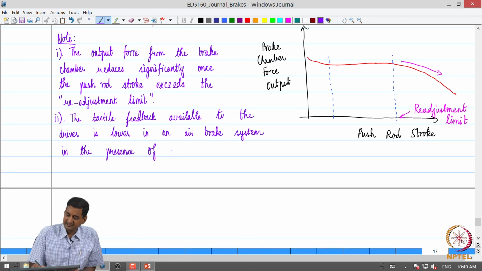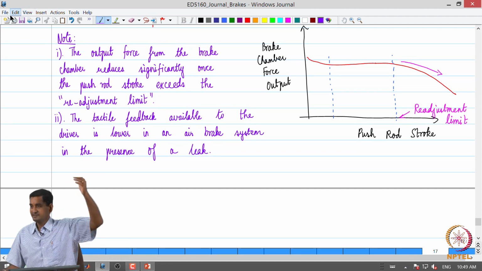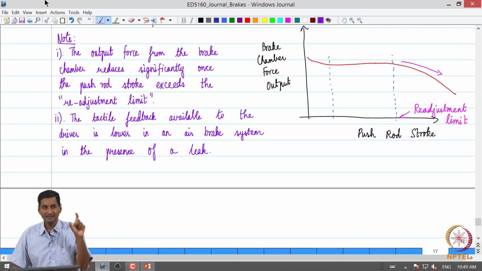So, obviously we can observe that a leak in an air brake system not only reduces the force output from the brake chamber. Why? If there is a leak, the pressure will drop, right? Particularly under emergency braking conditions, the maximum pressure available in the brake chamber will drop. If the maximum pressure drops, then the maximum force output will also be lower in the brake chamber.